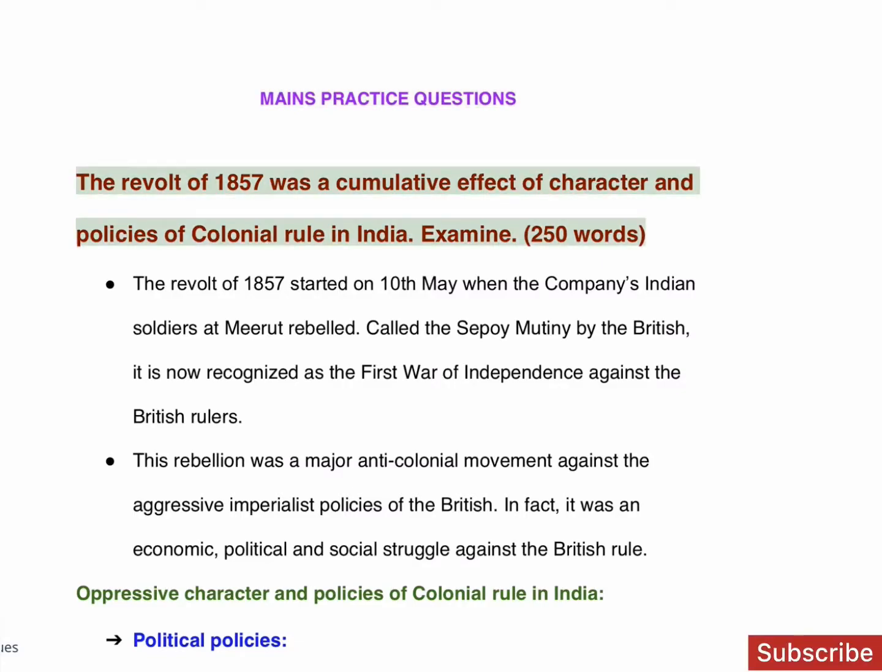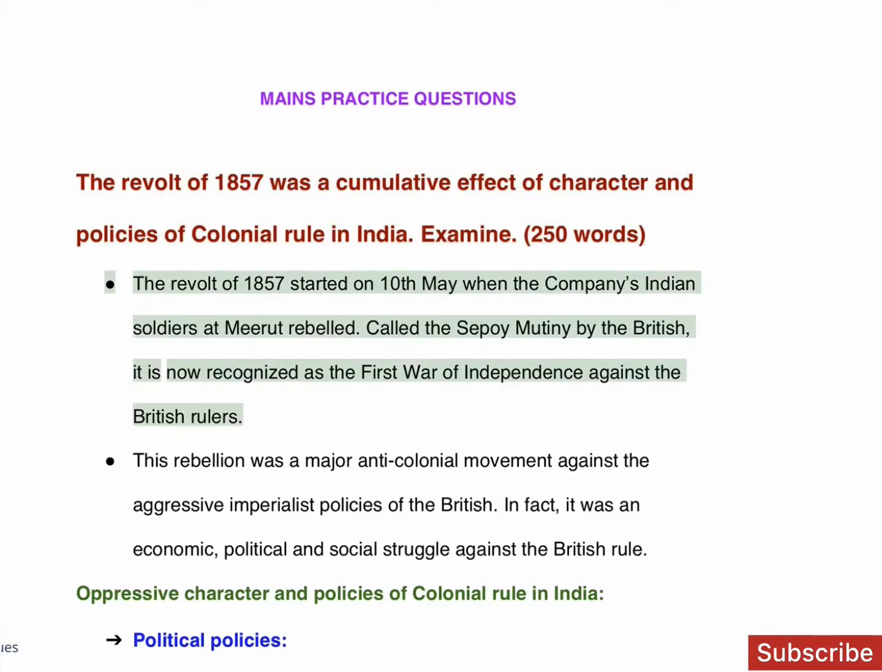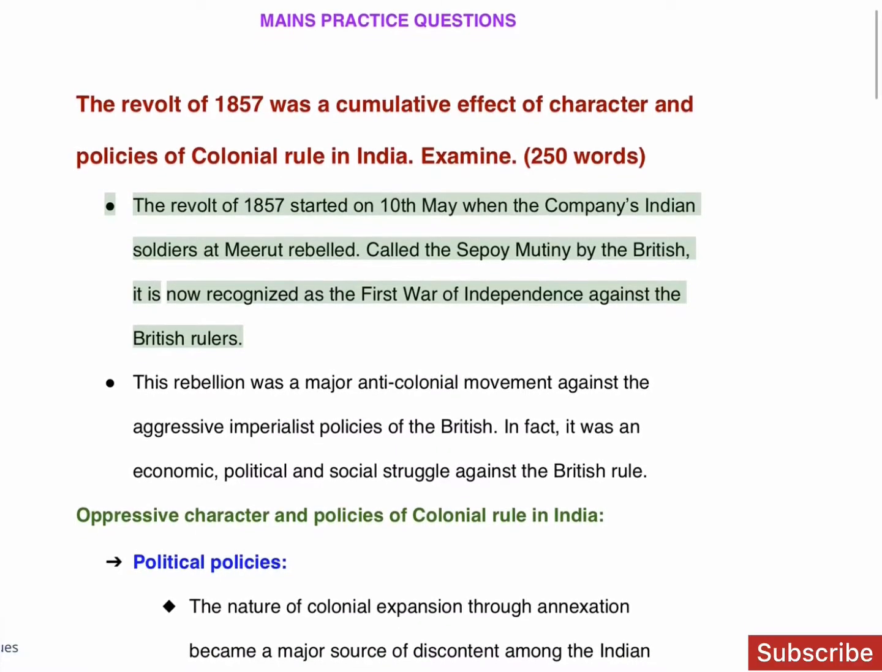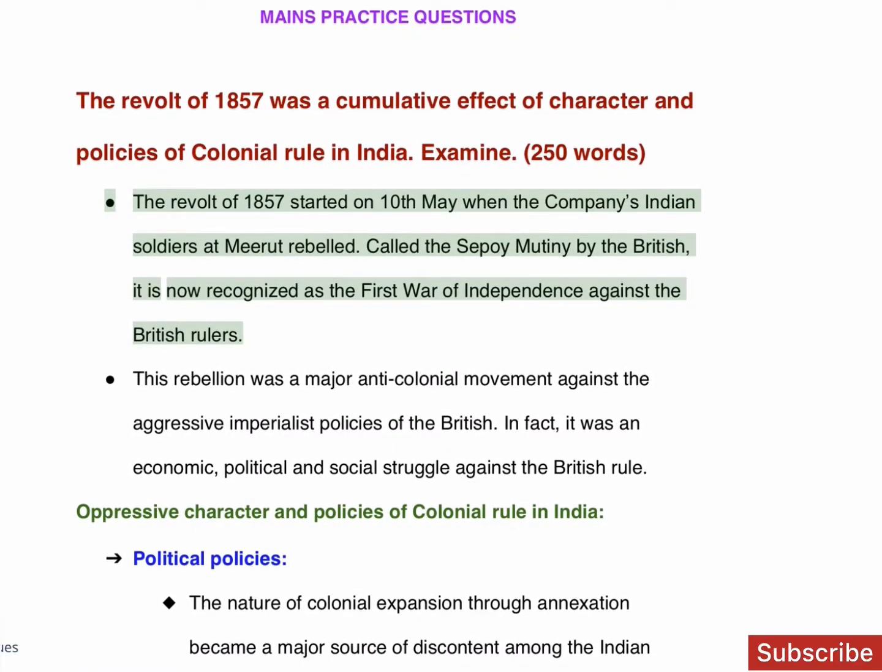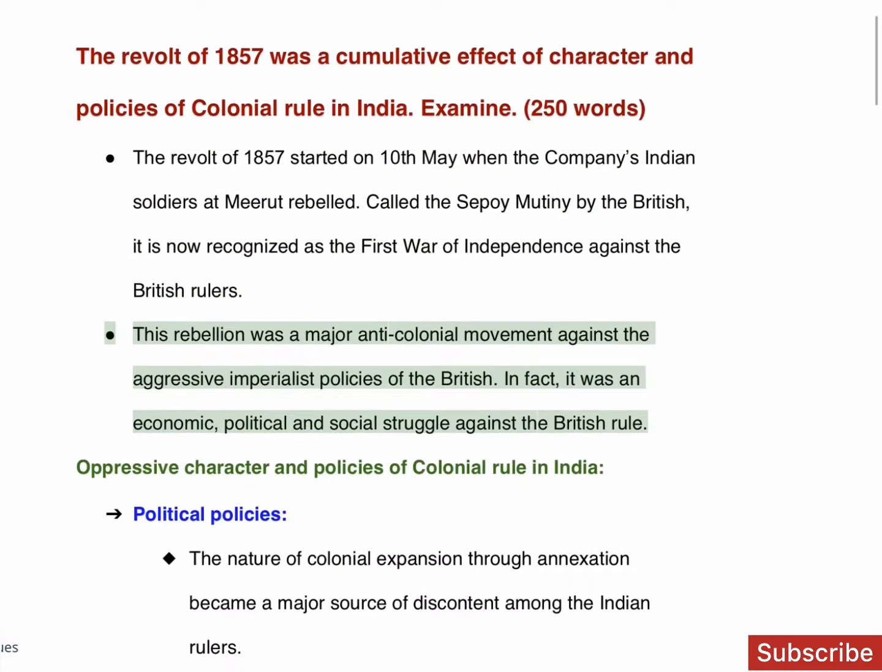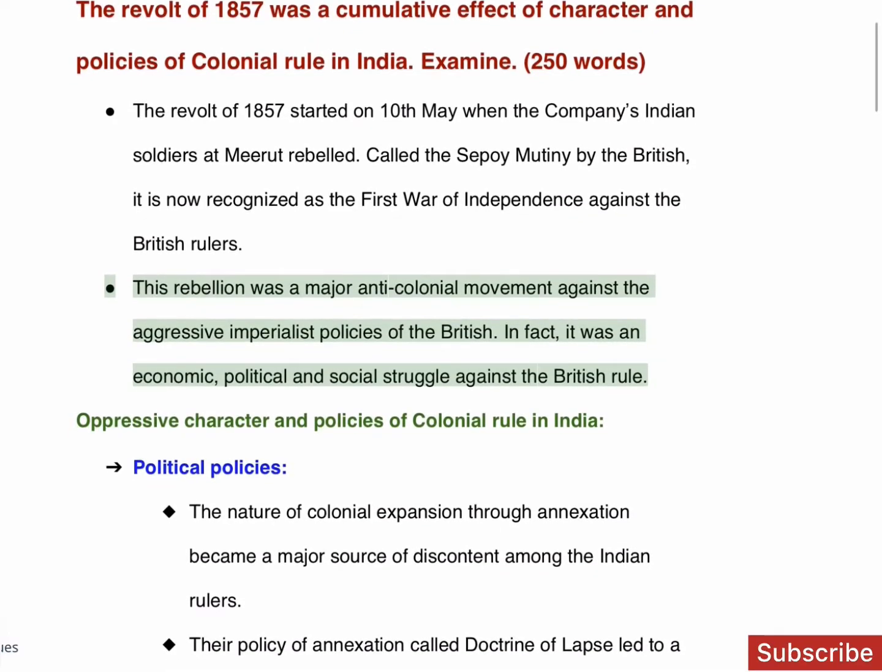The revolt of 1857 was a cumulative effect of the character and policies of colonial rule in India. Examine. 250 words. The revolt of 1857 started on 10th May when the Company's Indian soldiers at Meerut rebelled. Called the Sepoy Mutiny by the British, it is now recognized as the first war of independence against the British rulers.